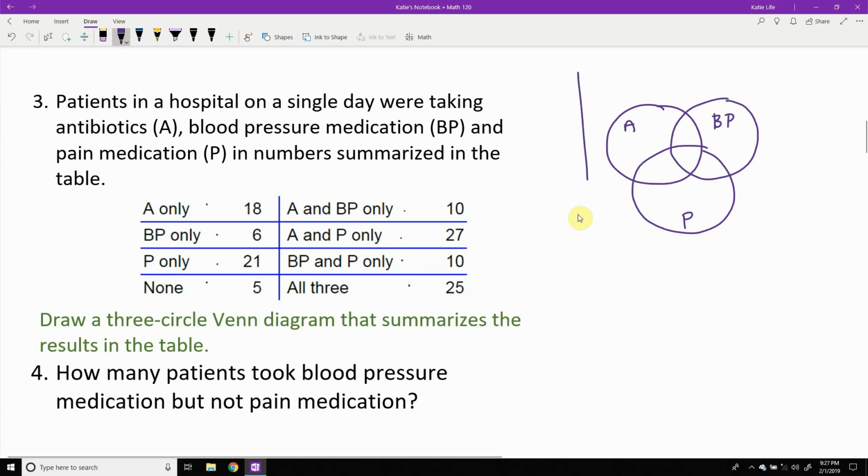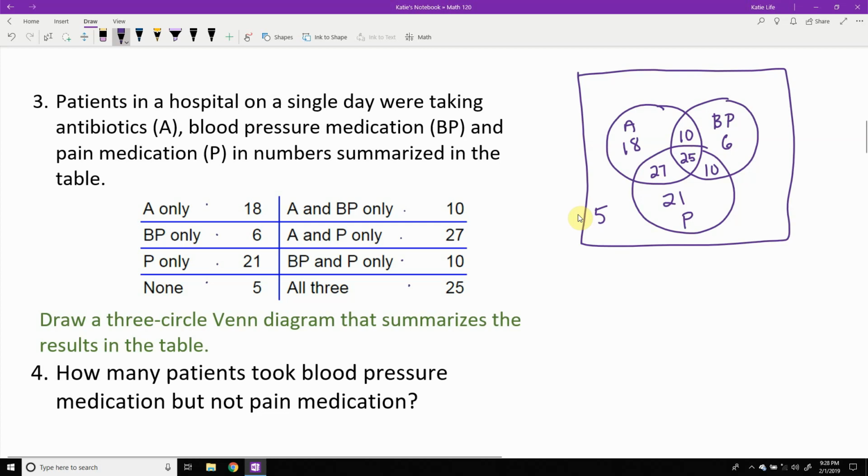Now, to denote those elements that are not in any of those 3 categories, of course, we need to put the whole thing in a box and then fill in our values. So there would be 18 here and 6 here, 21 here, 5 outside. Antibiotics and blood pressure only, 10. Antibiotics and pain only, 27. Blood pressure and pain, 10. And all 3 right in the middle here, 25.